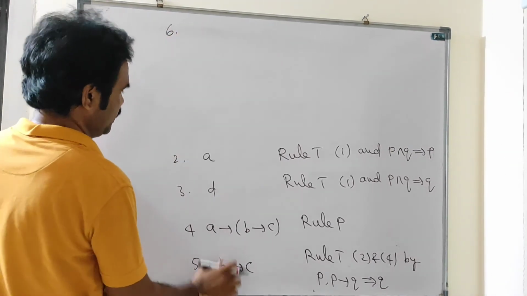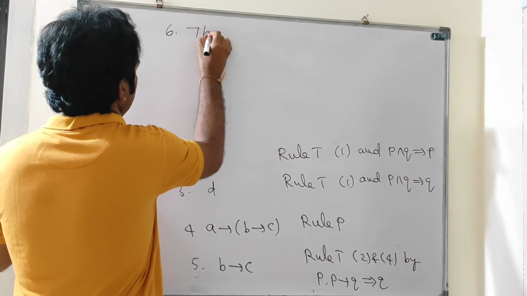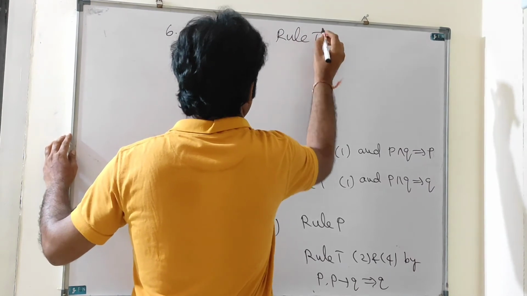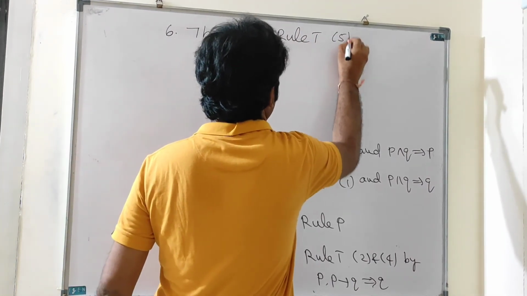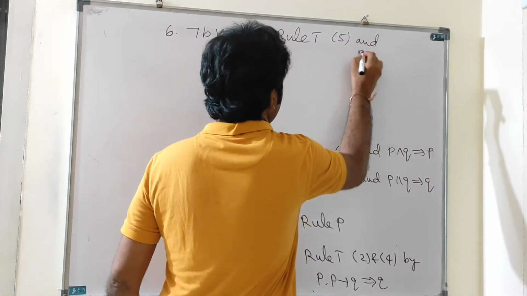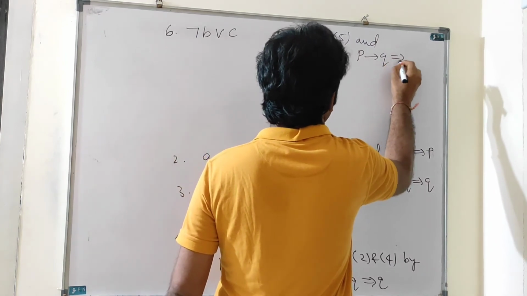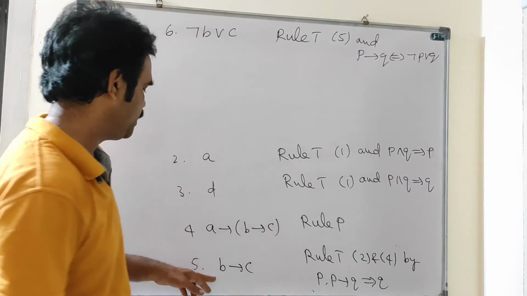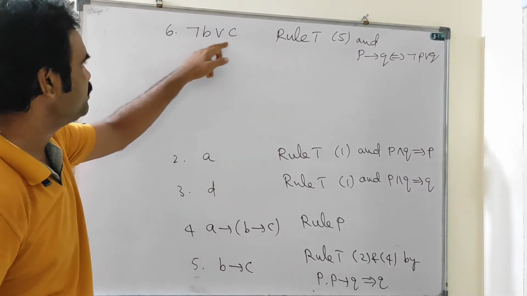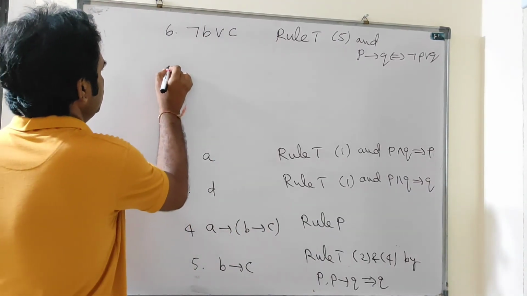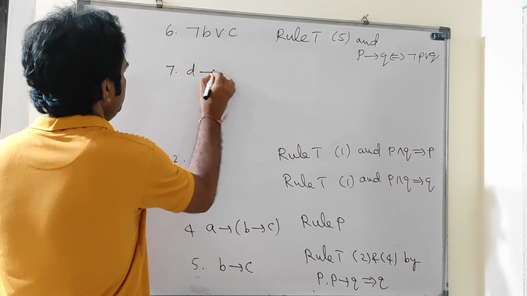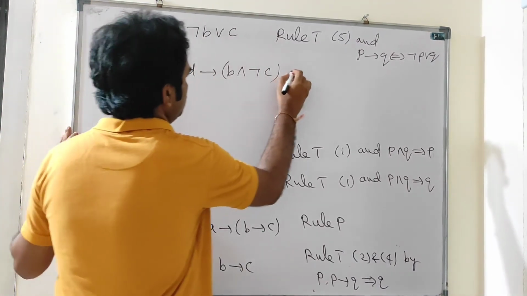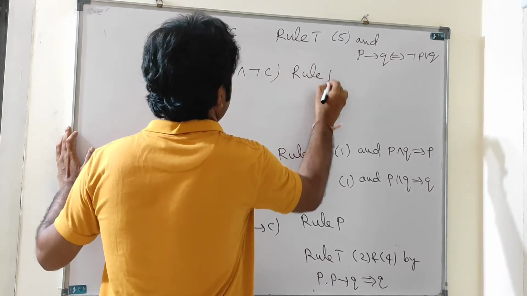The next step. B implies C can be written as negation B or C. Rule T using 5, and you know that P implies Q is equivalent to negation P or Q. Okay, that's why B implies C is equivalent to negation B or C. Okay, see the next step. D implies B and negation C. This is in given premises. That's why this is rule P.